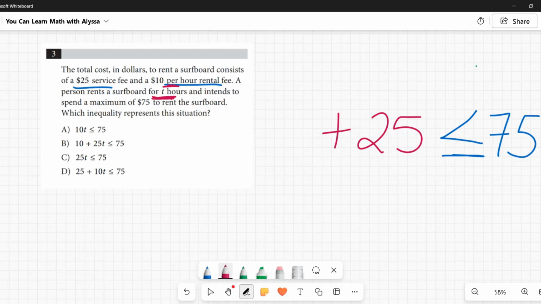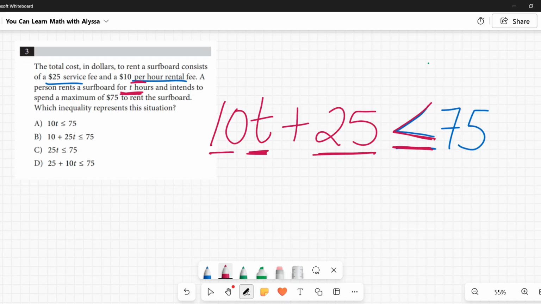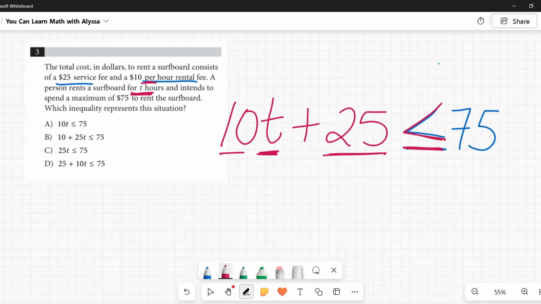If they spend more time with the surfboard, they will pay more. So for every hour, T, they're going to spend $10. $10 times the number of hours, that's the per hour fee. Then we have that $25 service fee. Altogether, it's going to be a maximum of 75, so it's less than or equal to 75. There's my equation: 10t plus 25 is less than or equal to 75.